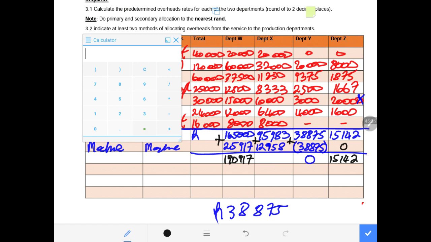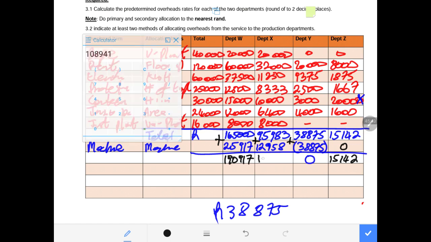190,917. Department X, it is 95,983 plus 12,958. We get the total of 108,941. Then after, now remember there's still this service department that we need to render its service.